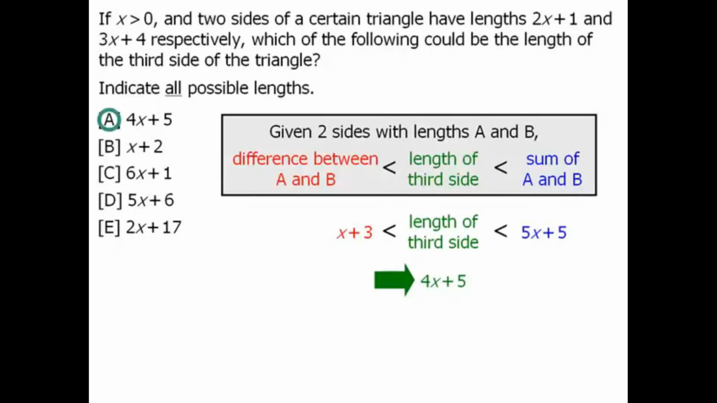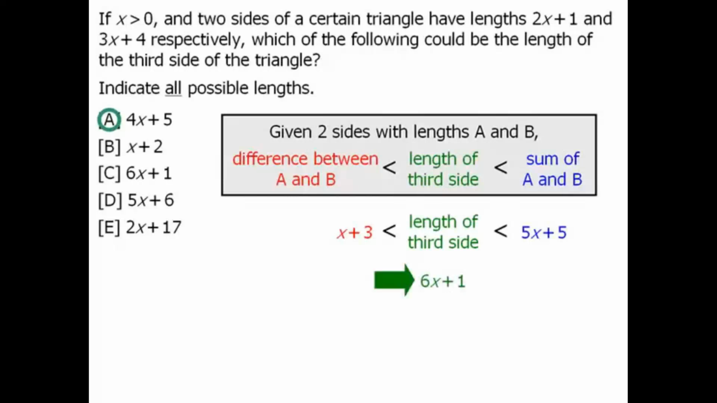So answer choice A is a possible length. What about answer choice B? Well, here x plus 2 is not greater than x plus 3. In fact, x plus 2 is 1 less than x plus 3. So answer choice B is not possible.